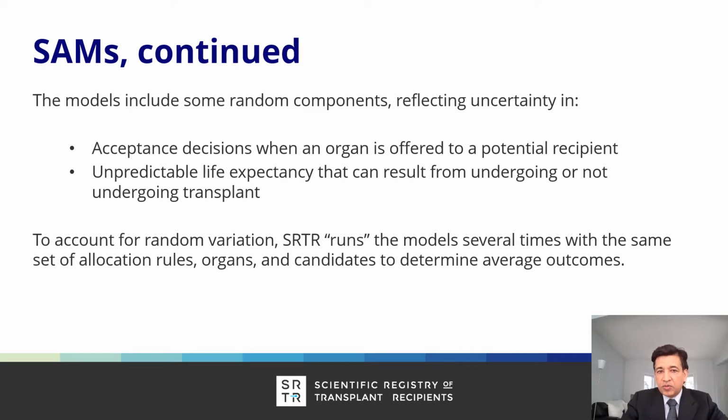The SAMs include some random components reflecting uncertainty in acceptance decisions when an organ is offered to a potential recipient, and unpredictable life expectancy that can result from undergoing or not undergoing transplant. To account for random variation, SRTR runs the model several times with the same set of allocation rules, organs, and candidates to determine the average outcomes, and that's the kind of results I'll be showing you.